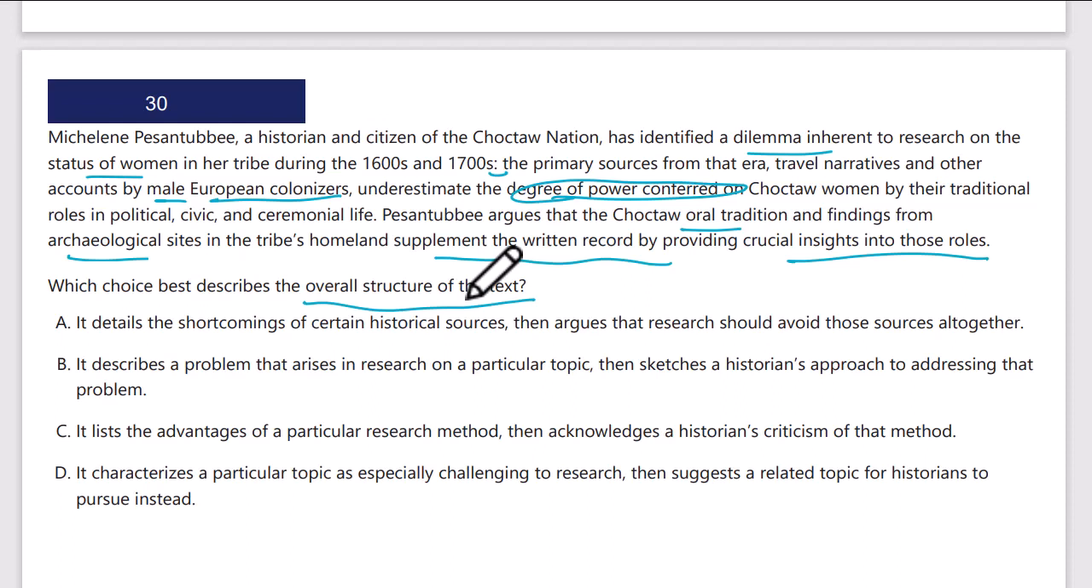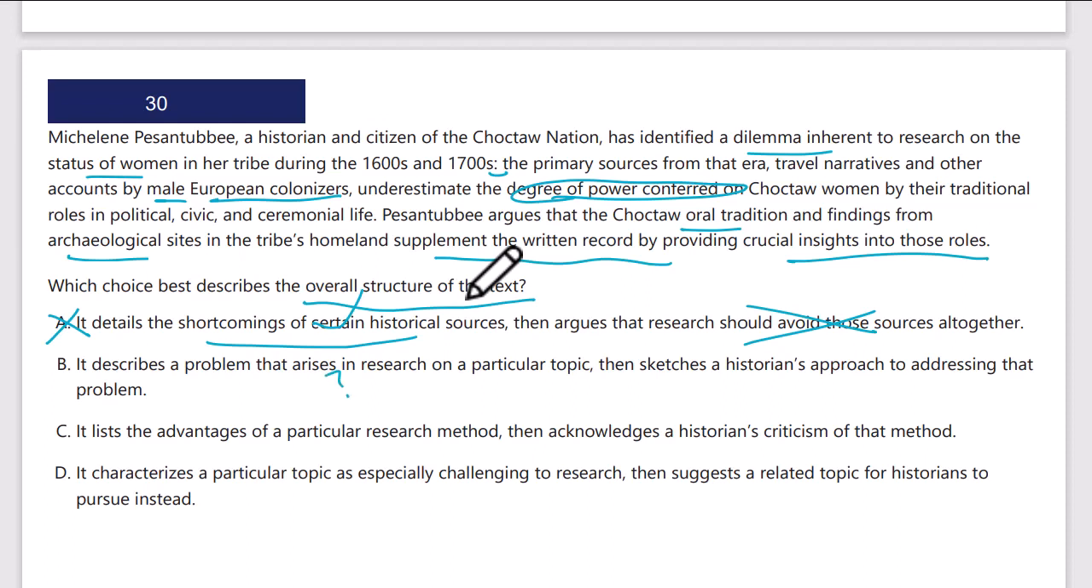Okay, A, it details the shortcomings of certain historical sources. Yes, it definitely does that. Then argues that research should avoid, nothing, it doesn't say at the end here that we should avoid those sources. That might seem rational or reasonable, but it's not evidence in the text. So again, correct answers must be evidence, not just possible. B, it describes a problem that arises in research on a particular topic.